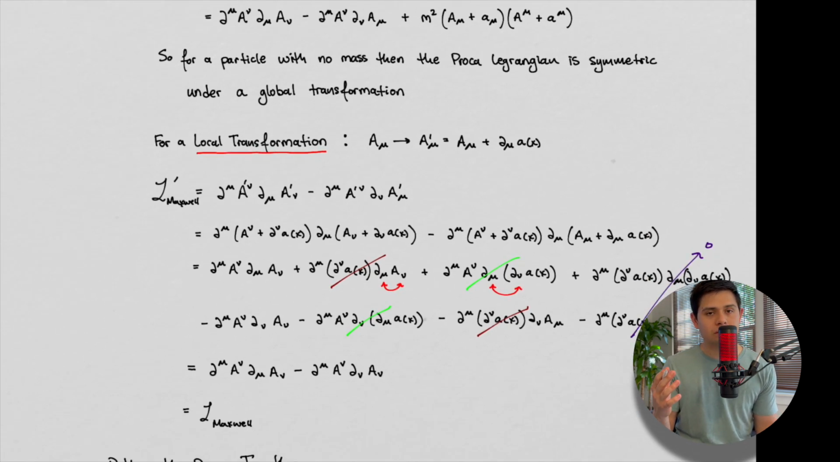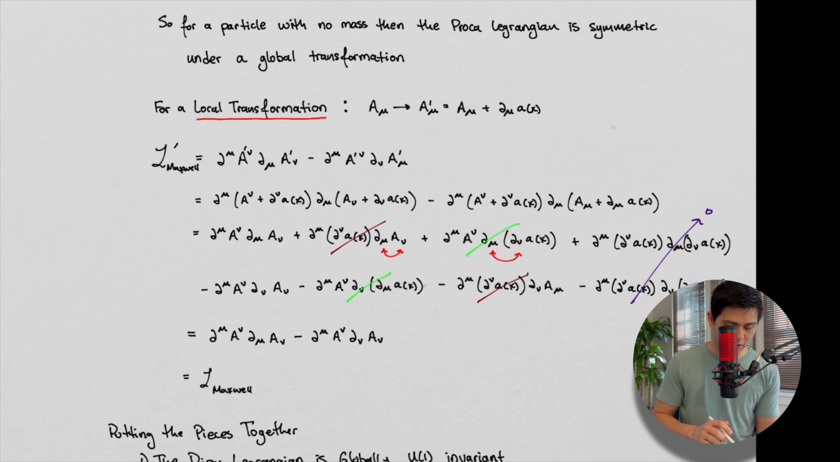Now let's take a look at local transformations. We're going to call this the Maxwell Lagrangian now. The Maxwell Lagrangian describes photons. Photons have no mass, so we're going to ignore that mass term.